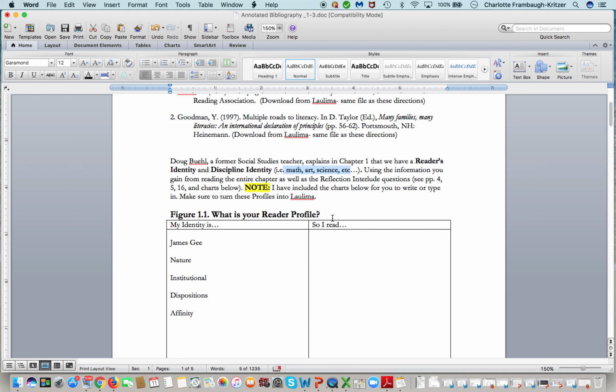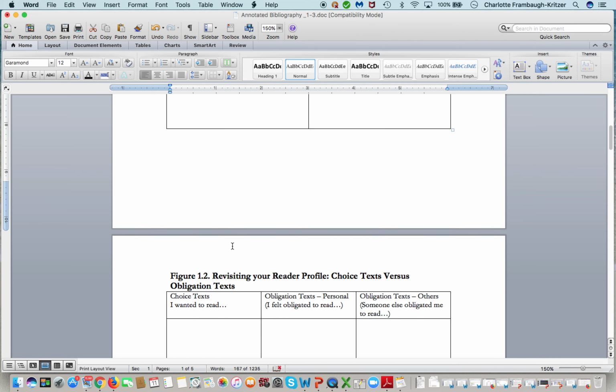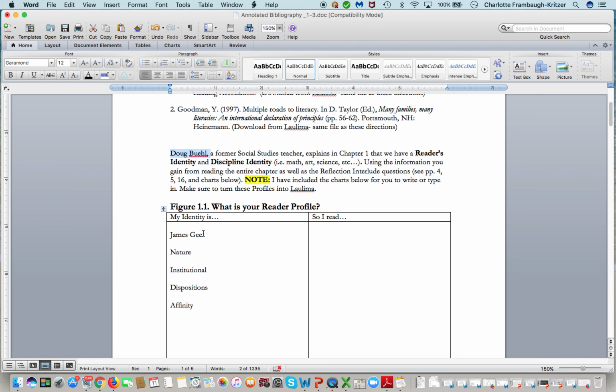And that's why I really like his figures, and that's why I pulled them out of the article. You're welcome to print the article and write right in it, but pay attention to how Doug Buell teaches you to interact with these figures. Read his examples, and then do your own.